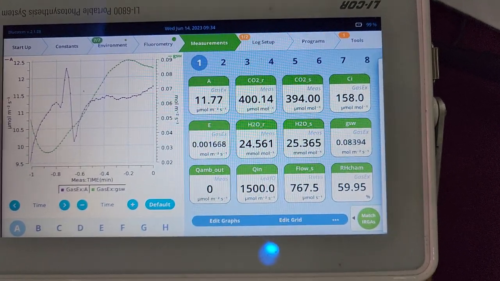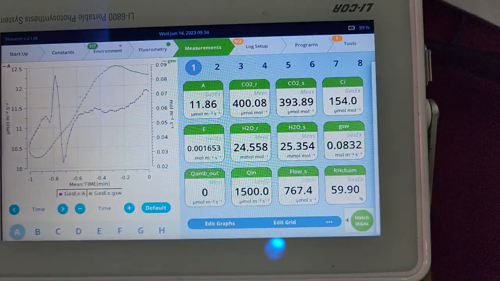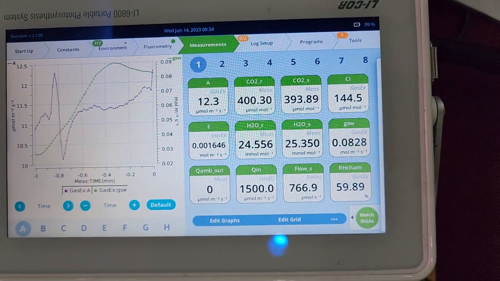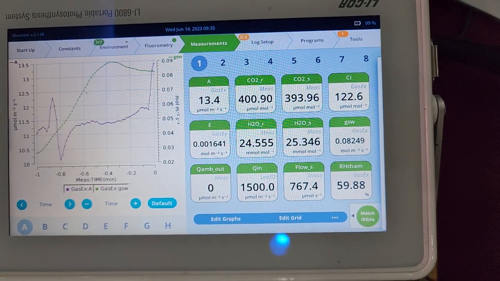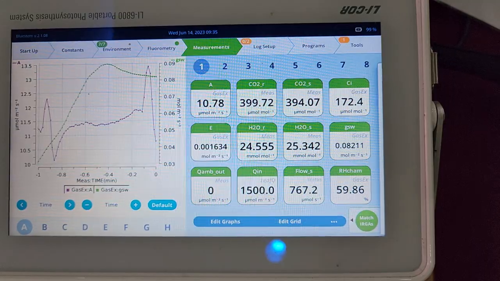What's the unit for the conductance, which is GSW? 0.083 mole of water per square meter per second. Okay, so there's a lot more to be done by this machine.